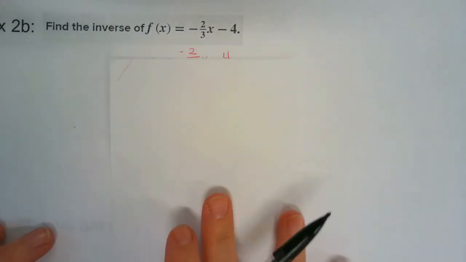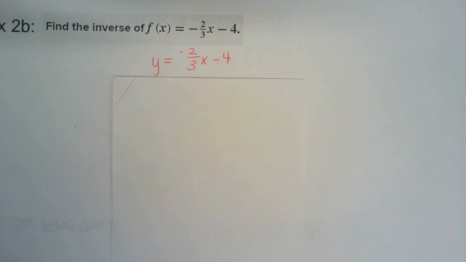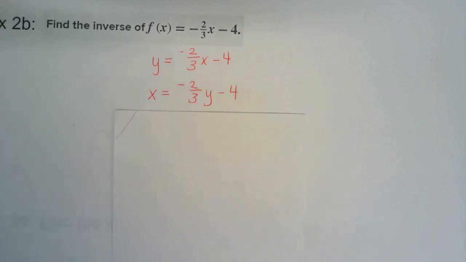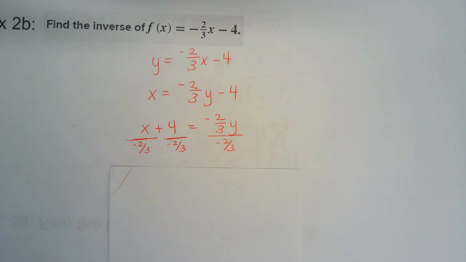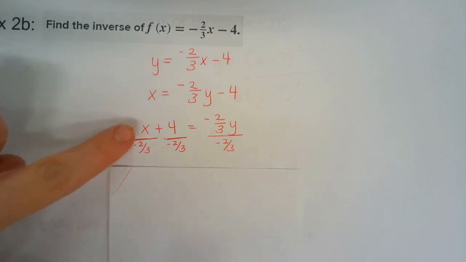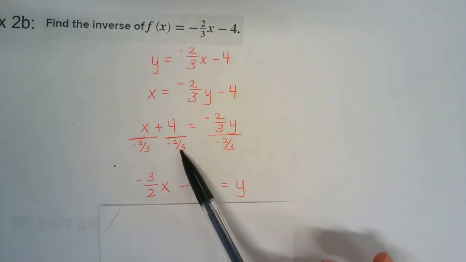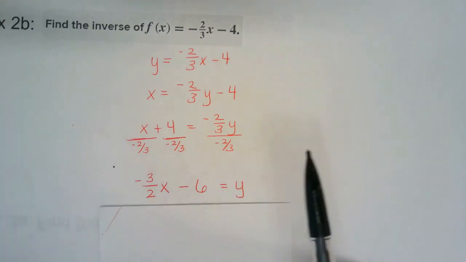So on the next question, you should have set y equal to negative 2/3 x minus 4. Swap out the x and the y variables, and then start solving. So I would add the 4 over, and I would divide everybody by negative 2/3. So when you divide 1 by negative 2/3, you should have gotten negative 3/2 x. When you divided 4 by negative 2/3, you should have gotten negative 6.